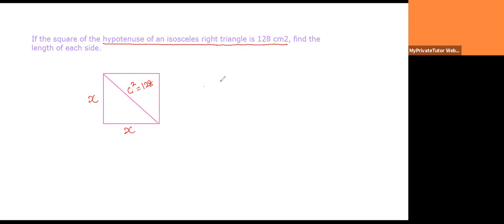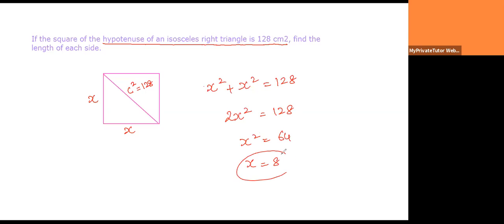So x comma x, so x square plus x square equals 128. 2x square equals 128. x square equals 64. x equals 8. So the length of the side is 8 centimeters.